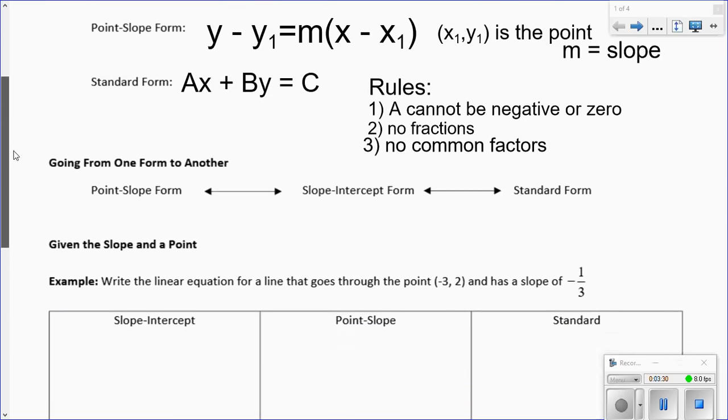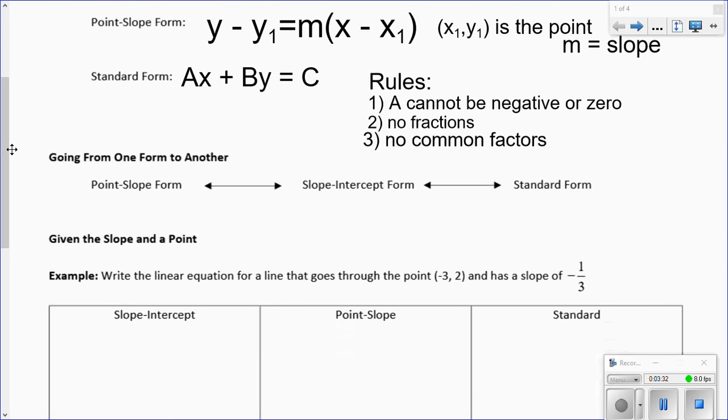Now, one of the standards says that you have to go from one form to another. If they ask you to put it in a different form, you have to be able to. This is the way you would do it. So if they wanted it to go from point slope to standard form, you'd have to change it to slope-intercept first and then change it to standard form, or vice versa. But if you got slope-intercept, you can change it to either one, because that's really easy, just to put it so it looks the same.